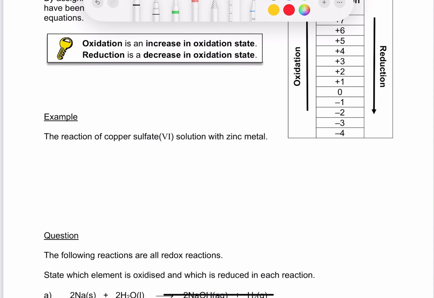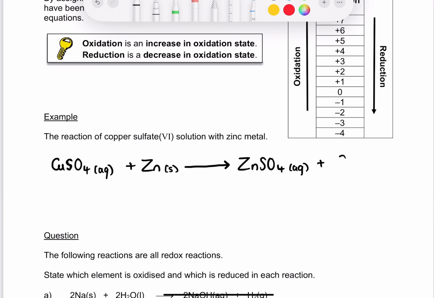I'm going to write another equation. Again, pause the video, have a go at writing the equation between copper sulfate. I'll start you off with the formulas: copper sulfate solution and zinc metal. What would you make out of those two? Hopefully you've realised you're going to make zinc sulfate. Zinc can only be a 2+ ion, so that's the formula of zinc sulfate there, and copper metal.